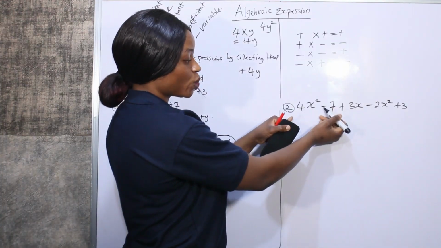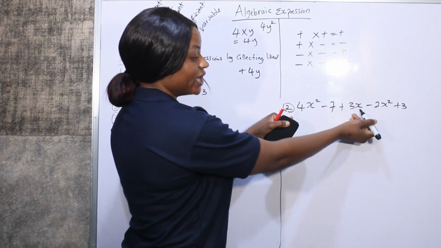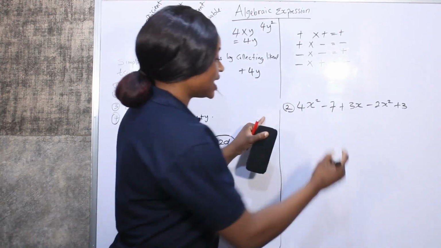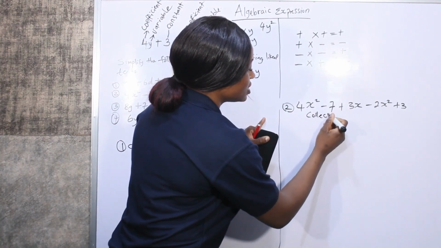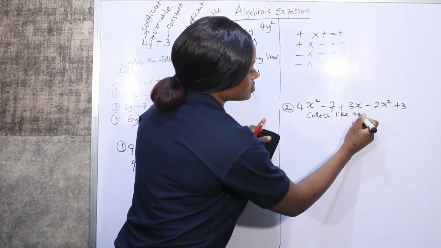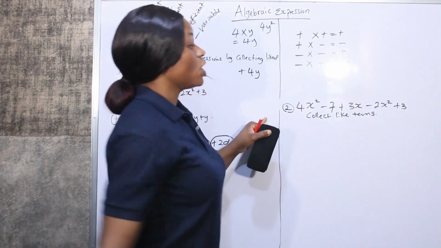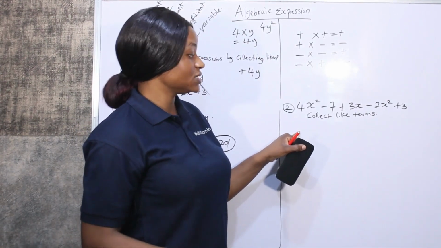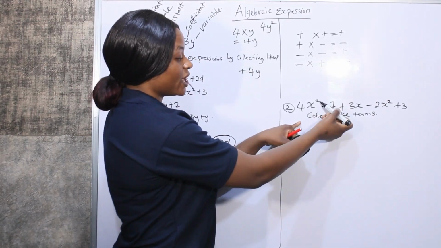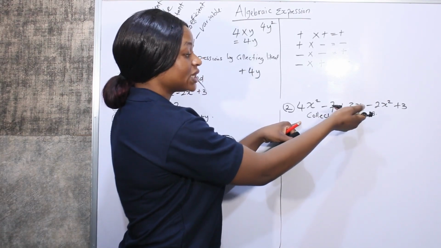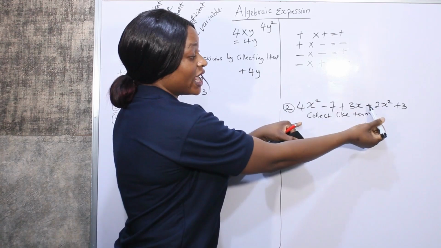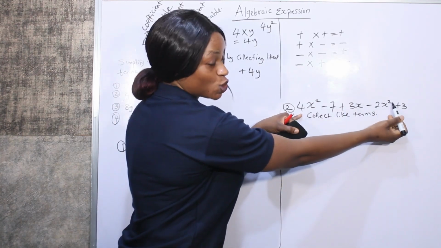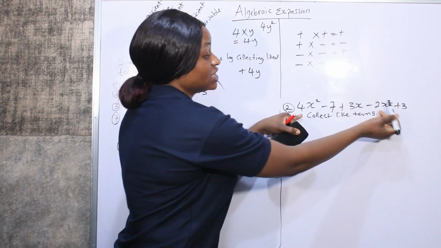Number 2, 4x squared minus 7 plus 3x minus 2x squared plus 3. Now we are going to collect like terms. Remember, like terms are the ones that have the same variable and the same exponent. So now 4x squared, there is 3x here, but 3x is not a like term because the exponent is not the same as this. So 4x squared and 2x squared are like terms because they have the same exponent.